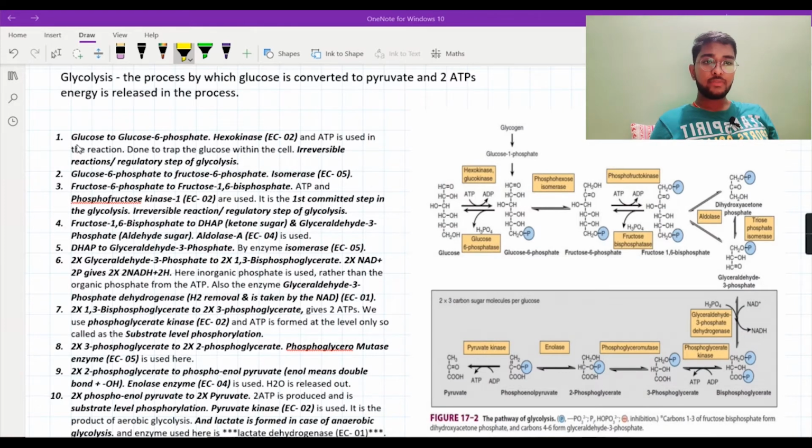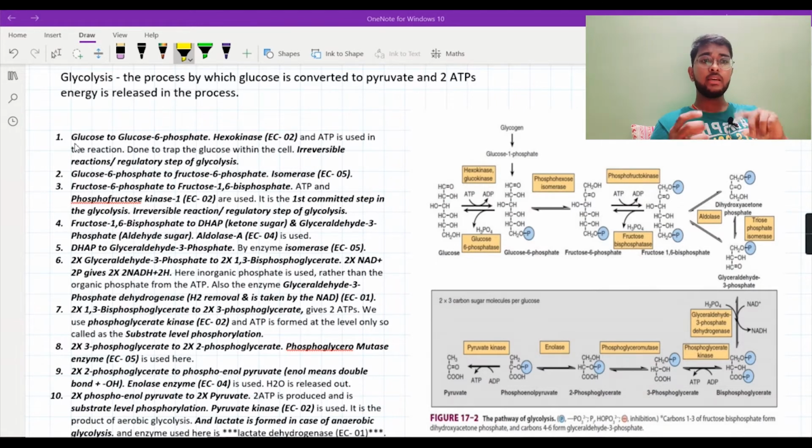So in the phase 1 reactions we see that glucose is converted to glucose 6-phosphate with the help of the enzyme hexokinase. Why is glucose converted to glucose 6-phosphate? Because glucose is very volatile and it can cross the cell membrane easily. So in order to trap the glucose within the cell, the cell converts the glucose into glucose 6-phosphate, and here the enzyme used is hexokinase. Also we note that as an organic phosphate is added, we get this phosphate from ATP. So ATP is used in this reaction, and as ATP is involved, it is the regulatory step of glycolysis.